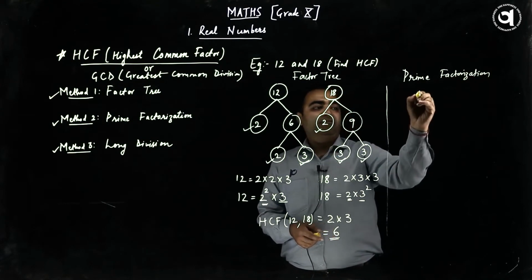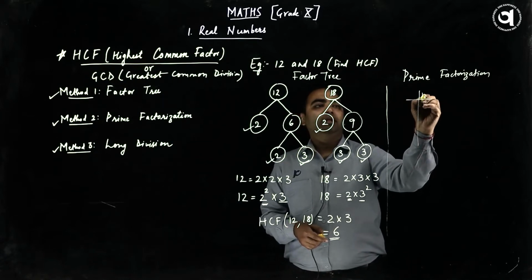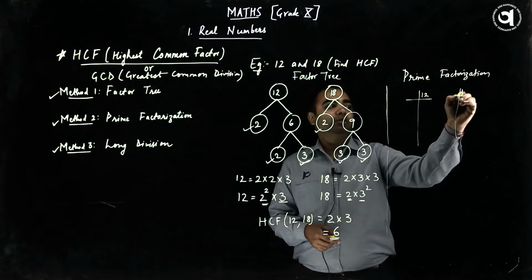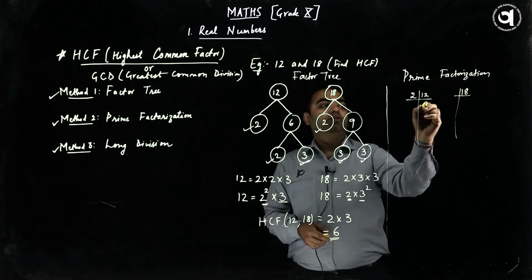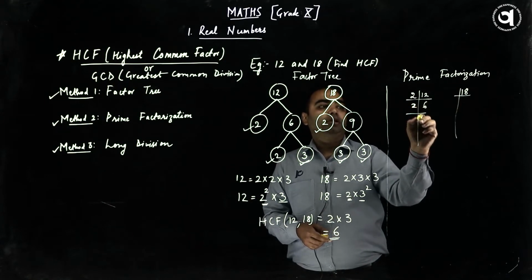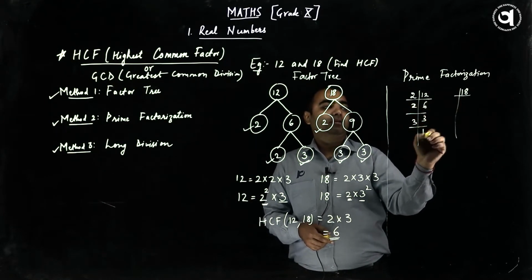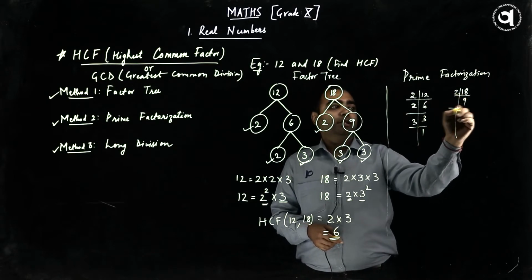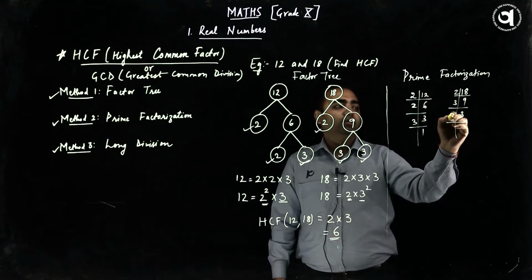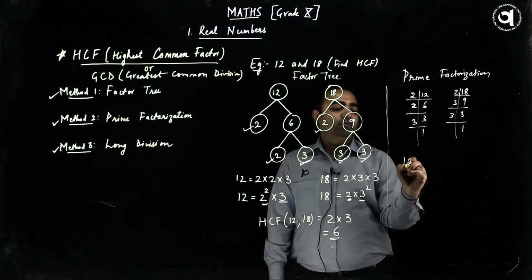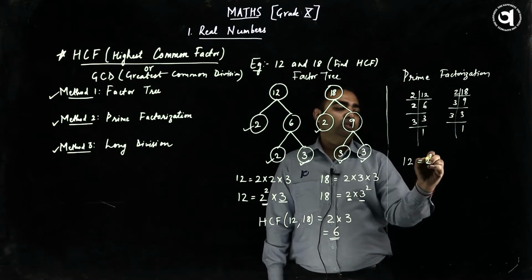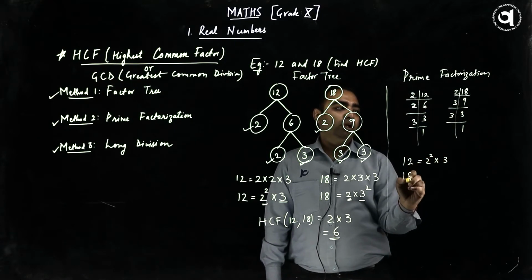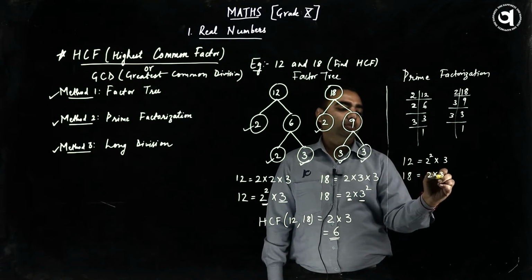Now using prime factorization we can do numbers like this. One will be 12, other will be 8. Same way 2 6s are 12, 2 3s are 6 and 3 1s are 3. Here also 2 9s are 18, 3 3s are 9 and 3 1s are 3. So again if we write the factors, it will be 2 square into 3, and for 18 it will be 2 into 3 square.